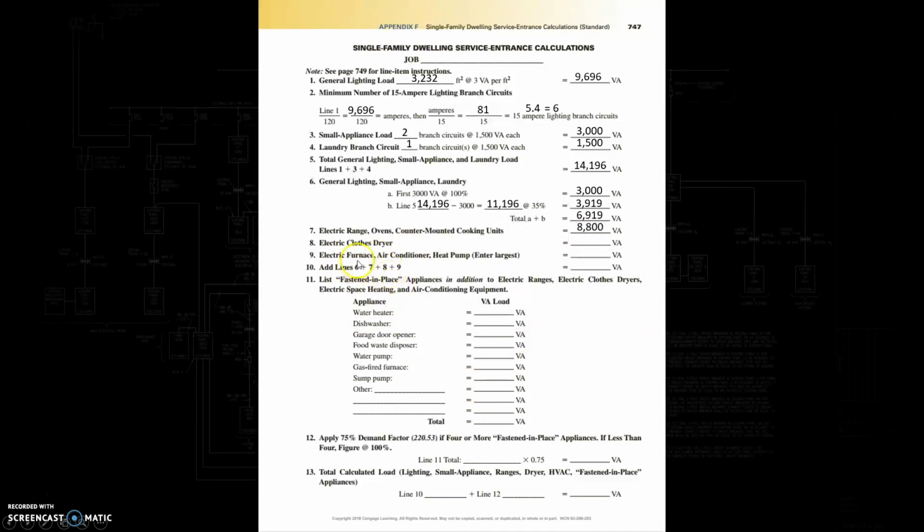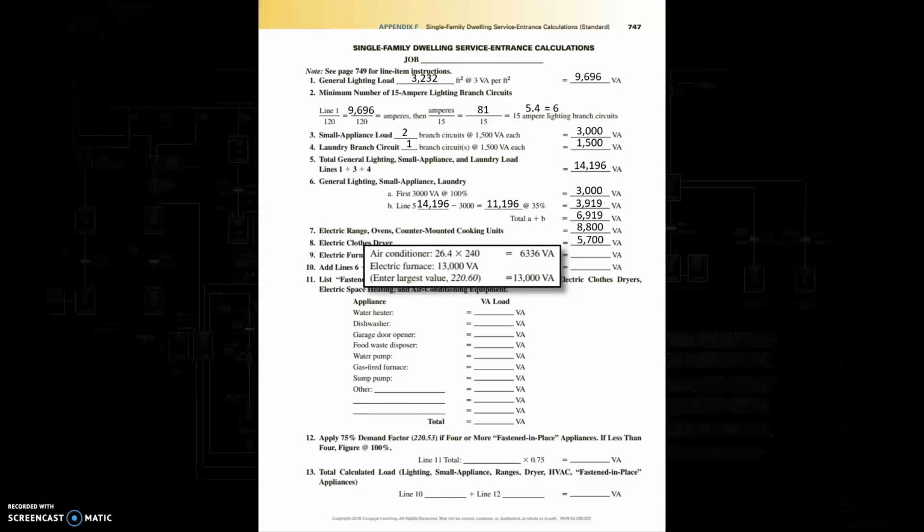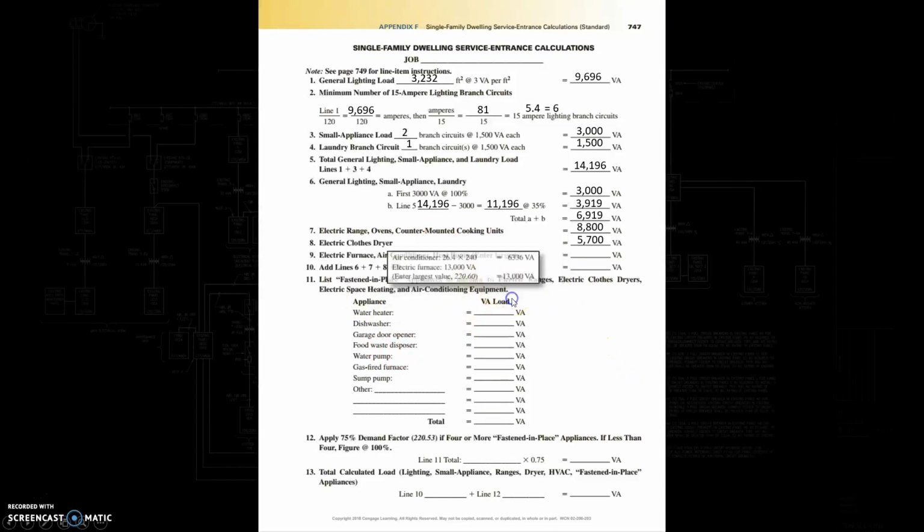Okay. Electric clothes dryer, we're going to go by the nameplate. In this case, in our textbook, they tell us 5,700. And then the next piece is basically your heating and cooling. You only need to consider the largest of the two loads. Why? We're never going to have your heat and your air conditioning running at the same time. That's what you call a non-coincidental load. So we only need to account for the highest value, and in this case, we have an electric furnace at 13,000 volt amps, so that's what we include.